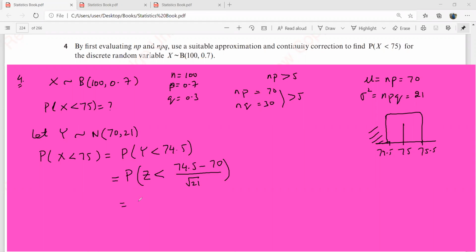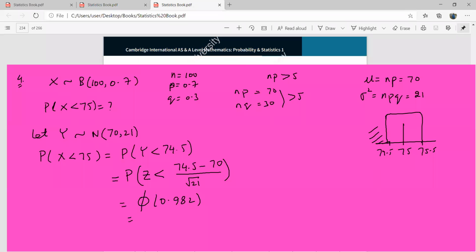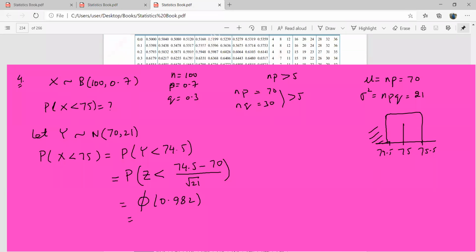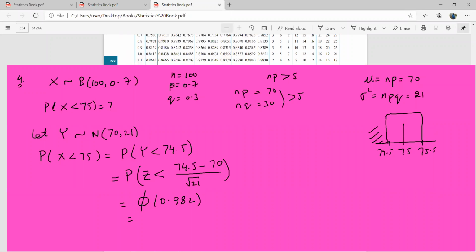So this is going to be 0.982. This is phi of 0.982. Okay, we'll go to the table then. Here it is 0.9, then 1, 2, 3, 4, 5, 6, 7, 8, so 0.98. And here is this 2. So this is 0.837.